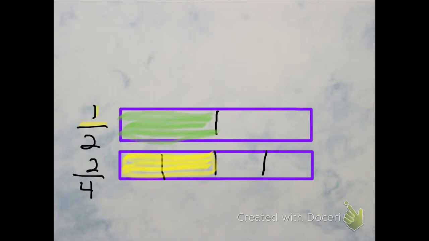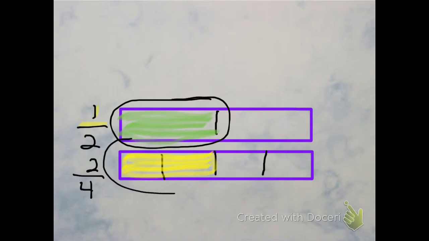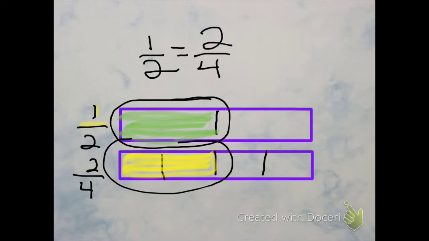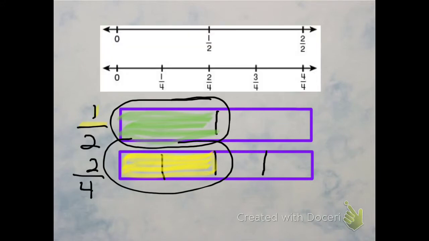We can say that they both represent the exact same amount. That means that 1/2 is equivalent to 2/4. Let's look at this on a number line. On a number line, Sam painted 1/2 and Nola painted 2/4. If you look, they are lined up exactly, which means they are equivalent fractions.